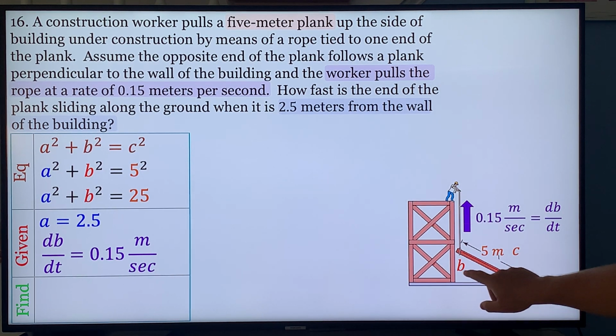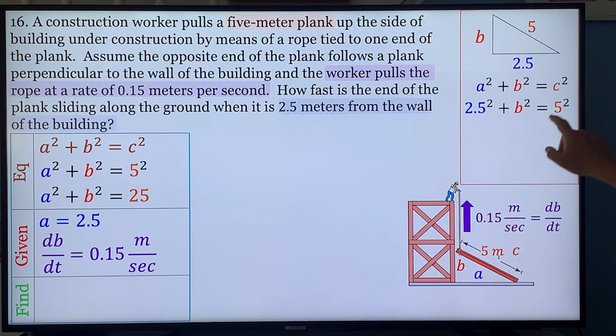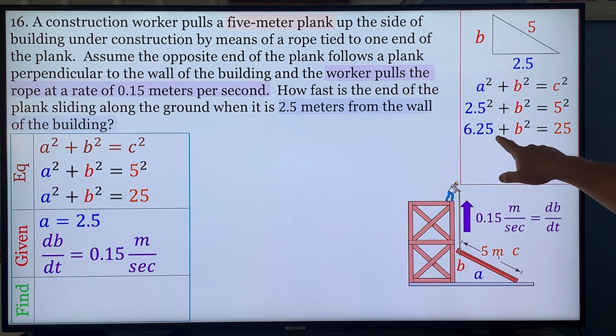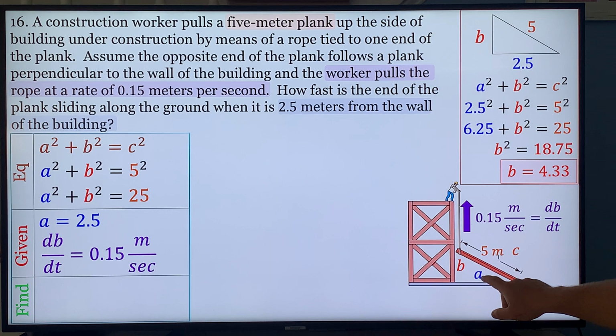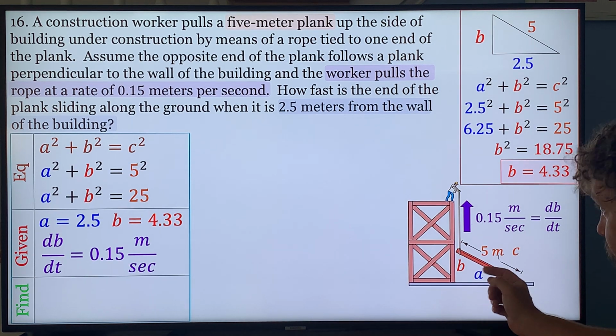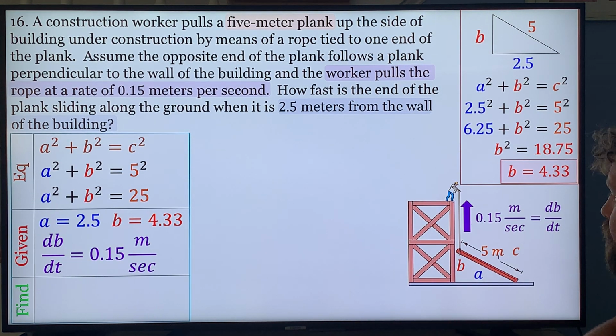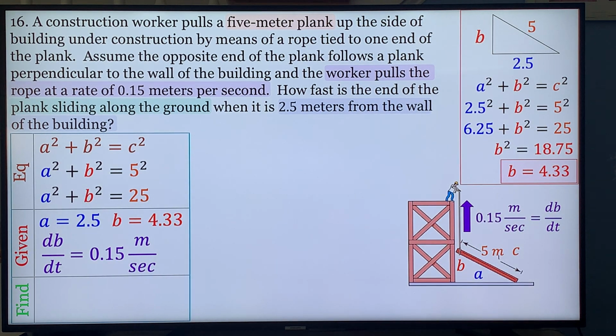When A is 2.5, we could find out what B is, right? A squared plus B squared is C squared. 2.5 squared plus B squared is 5 squared, right? 6.25 subtracted from 25 is 18.75, and the square root of that is 4.33. So when A is 2.5, B is 4.33. Right? We good? And this is always 5. Whew. Now what? What are we finding? How fast is the end of the plank sliding along the ground? What's that? dA dt.